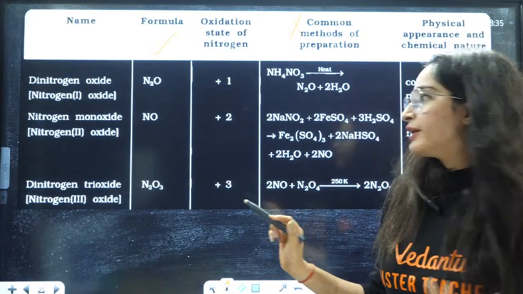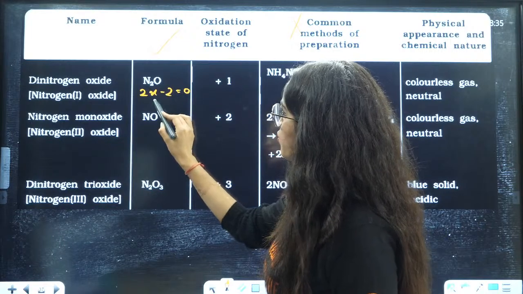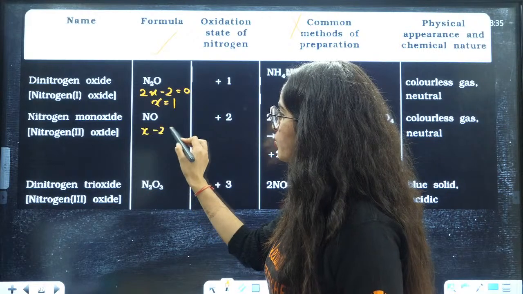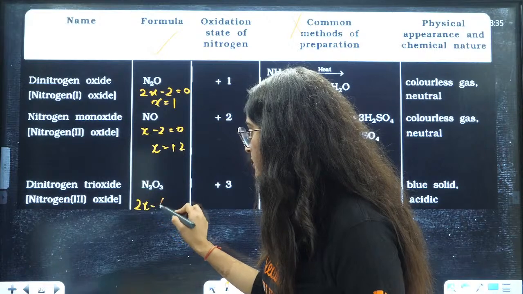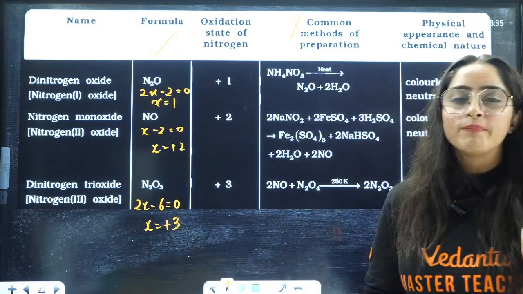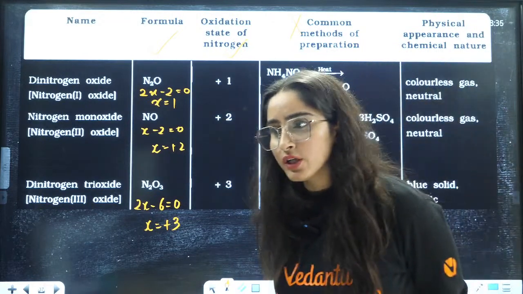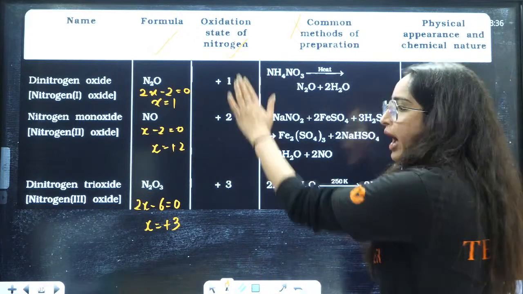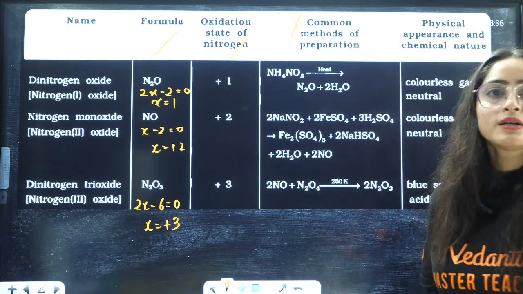You can calculate. For example, here 2x minus 2 equals 0, so x equals 1. Here it is x minus 2 equals 0, so x equals plus 2. Here it is 2x minus 6 equals 0, so x will become plus 3. So you don't need to cram these oxidation states. If you have the knowledge, very good, you can easily calculate the oxidation number.